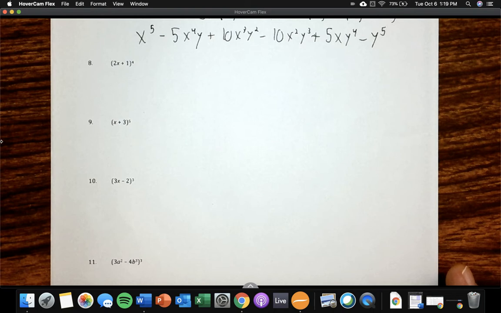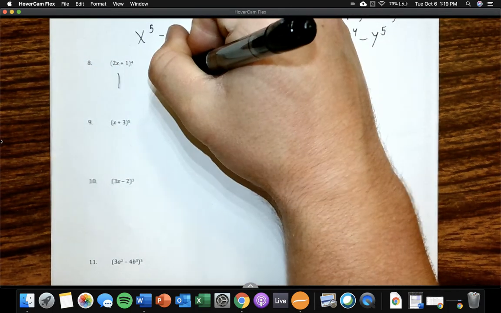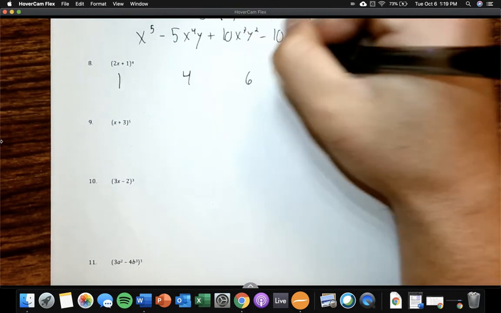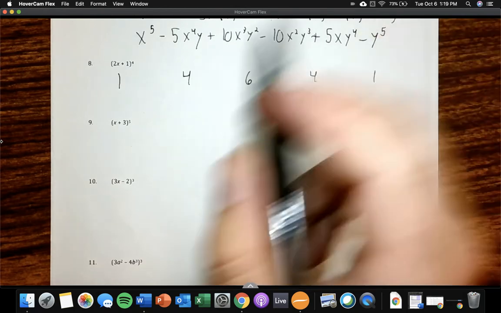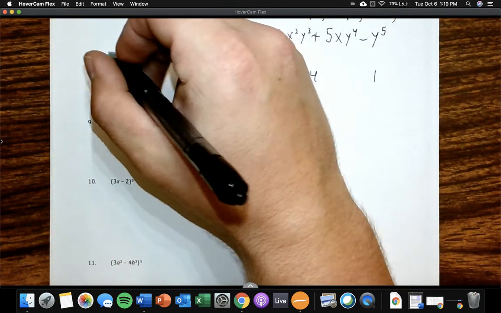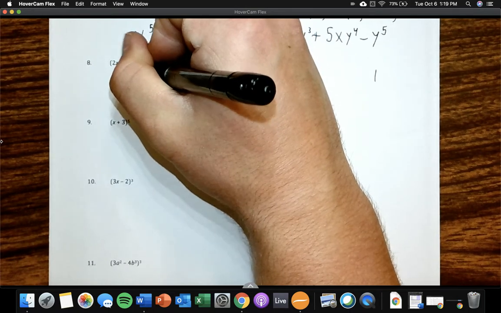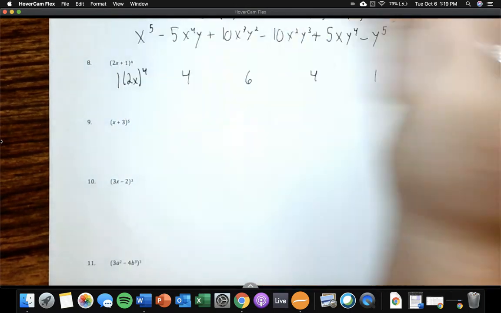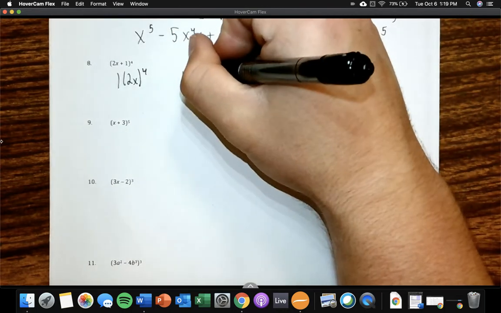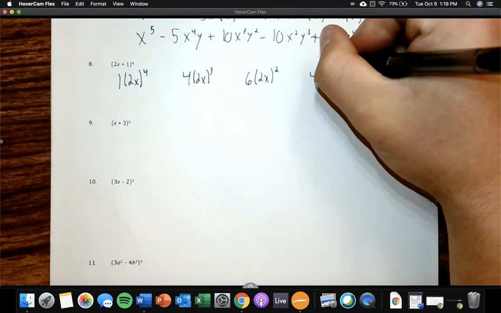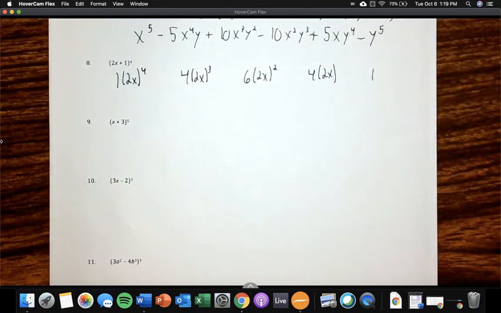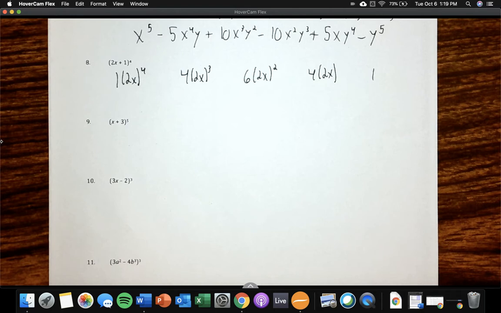Number 8, we have our a term is 2x, our b term is 1, and it's raised to the fourth power. So we're going to follow the same pattern as number 6. It's going to be 1, 4, 6, 4, and 1. Our first term here, 2x, is going to start right here, 2x to the fourth, and then it's going to descend. So this will be 2x to the third, 2x squared, 2x, and then 2x to the 0. But again, we don't have to write that because we know it's just 1.